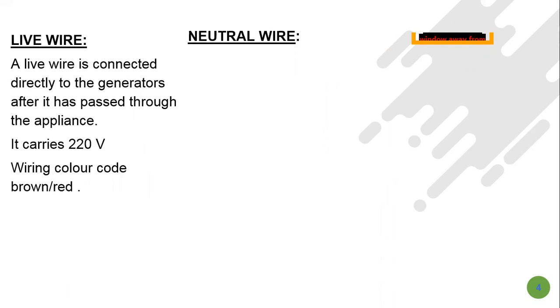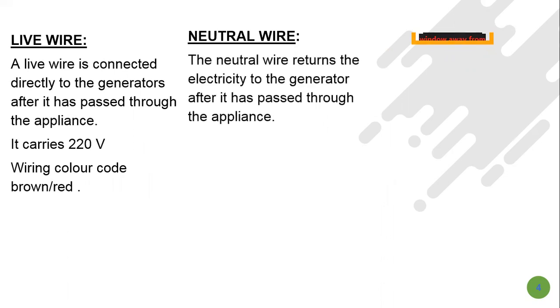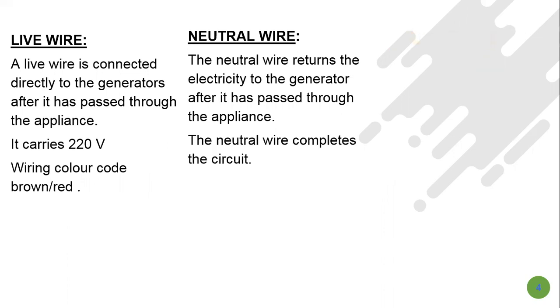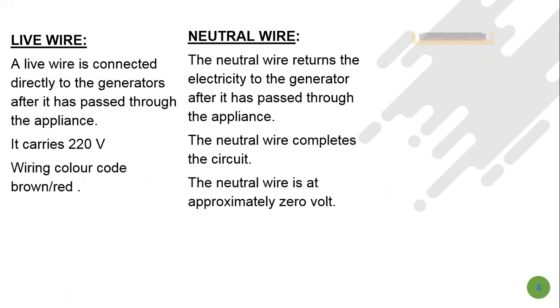Neutral wire. The neutral wire returns the electricity to the generator after it has passed through the appliance. The neutral wire completes the circuit. The neutral wire is at approximately 0 volt. The color of neutral wire is blue or black.